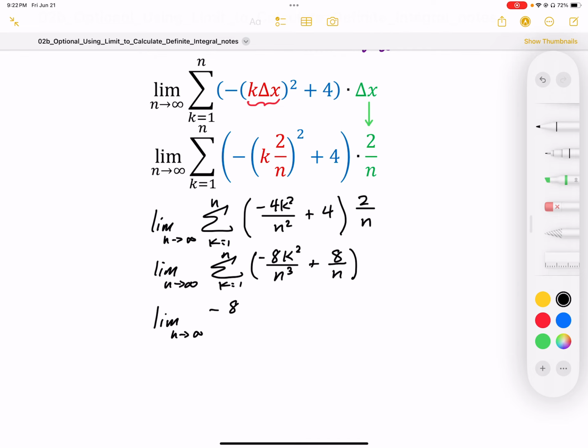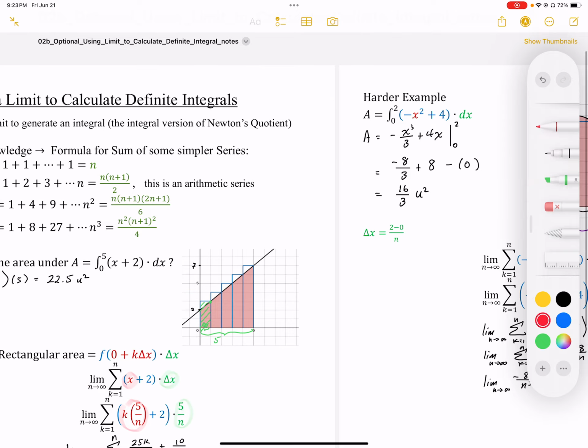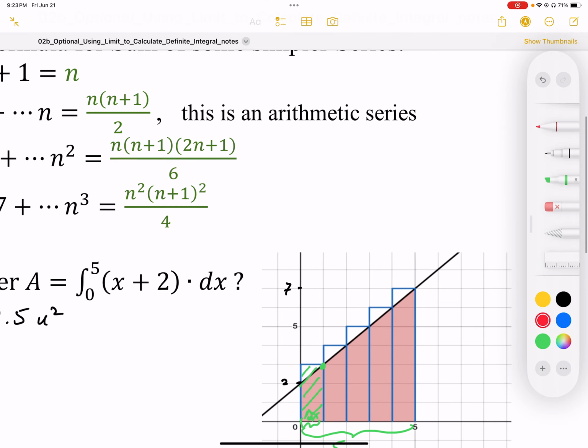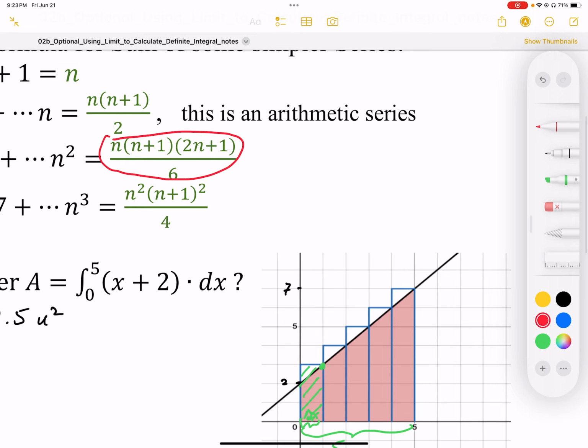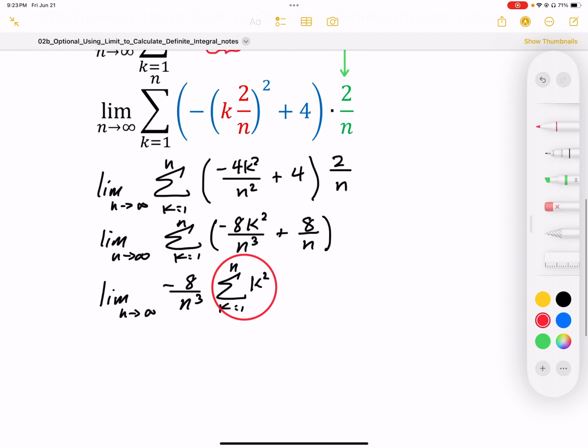So I get negative 8 over n cubed. And then I'm going to have to sum up k squared. Now, I have a formula for this. My formula just happens to be n times n plus 1 times 2n plus 1, divided by 6. So this one here, I'm going to need to make use of. I'll do that in the next step.